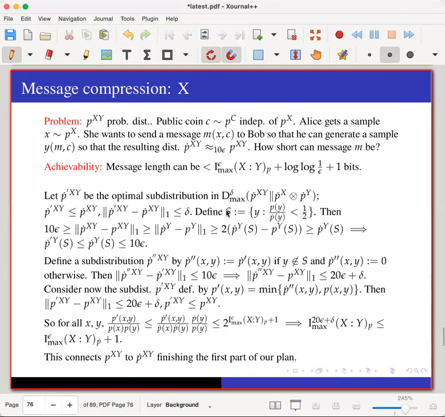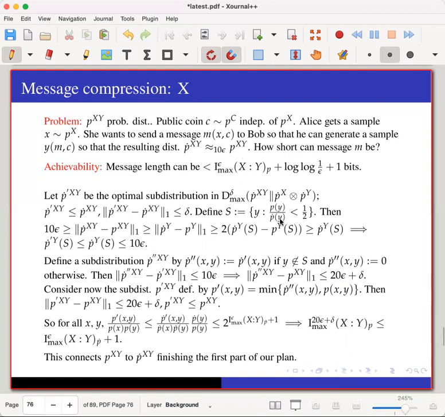Now, let us define a subset of the sample space Y. Y is the subset where P dot prime Y divided by P dot Y is less than half. I know that P dot is the resulting distribution out here, and I know that P dot is close to P.